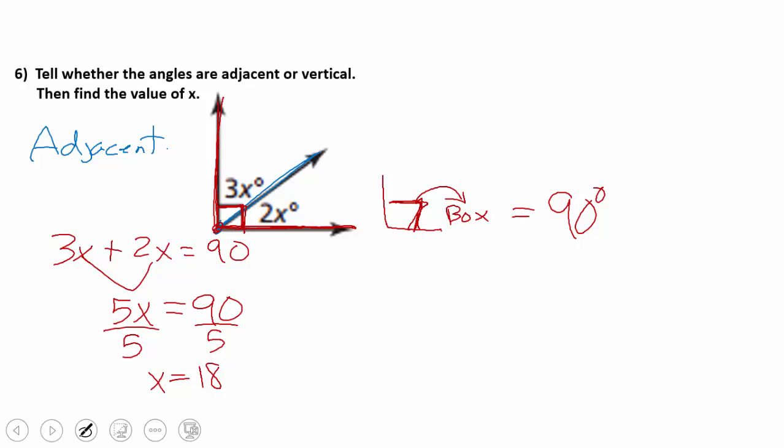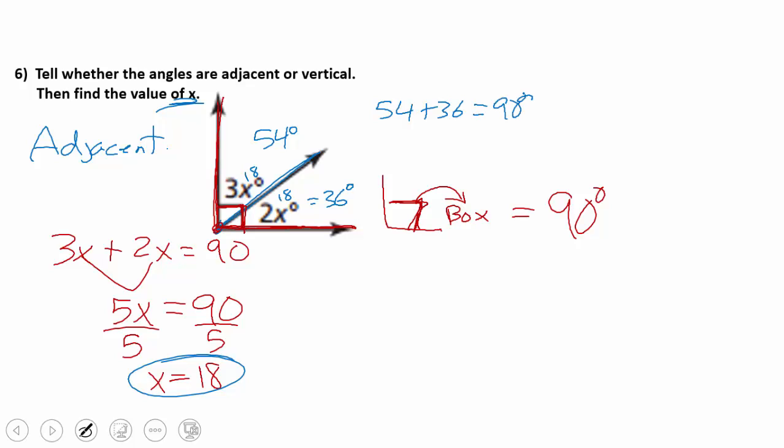These angles are not 18, but x is 18, and that's what it asked us to find, the value of x. If you wanted to know what the actual angle measures were, 2 times 18 is 36 degrees for this angle, and 3 times 18 is 54 degrees for that angle. 54 plus 36, wow, that is also 90. It better be, or we didn't do it correctly.